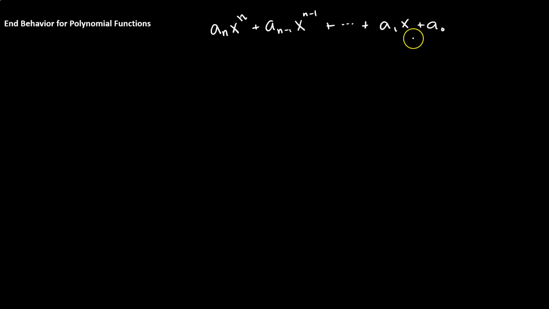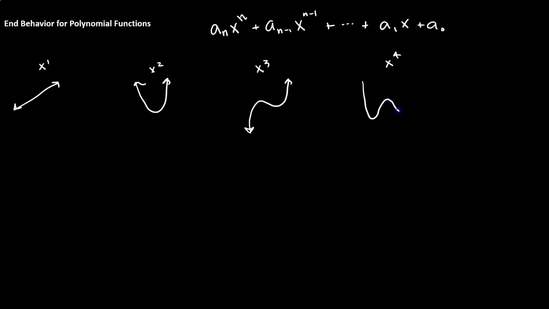And there's a few basic graphs that we need to have burned into our brain. For example, x to the power of 1, that's just a line. X to the power of 2, that's a quadratic. X to the power of 3, that's a cubic. X to the power of 4, we just say that's x to the power of 4. We don't give that a fancy name. Or x to the power of 5.